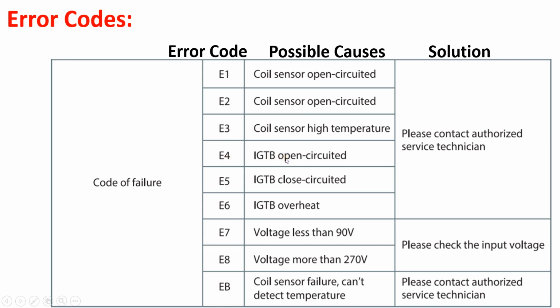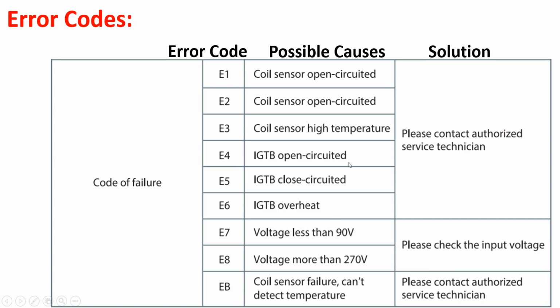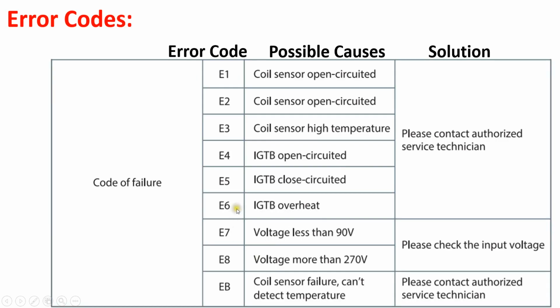And here, as we have discussed, there are IGBTs. These are the IGBTs, meaning insulated gate bipolar transistor switches, that generate the high frequency waveform. Whenever these switching devices are open circuited or short circuited, E4 and E5 error codes will be displayed. Whenever these IGBTs are overheated, meaning whenever the temperature sensor connected to this heatsink senses high temperature, then this E6 error code will be displayed. E7 error code will be displayed whenever the incoming voltage is less than 90 volts, and E8 error code will be displayed whenever the incoming voltage is greater than 270 volts AC.